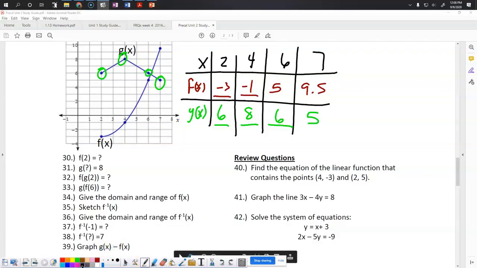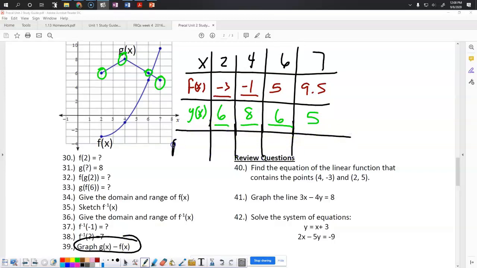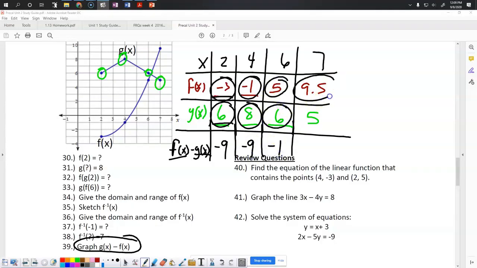Now we're going to actually do the problem. The problem is asking us to graph f of x minus g of x. So I'm going to create a new row, and that new row is going to be f of x minus g of x. For each column, I'm going to take the f value and subtract from it the g value. So f minus g. What is negative 3 minus 6? It would be negative 9. F minus g. What's negative 1 minus 8? It's also negative 9. F minus g. 5 minus 6 is negative 1. F minus g is 4.5.